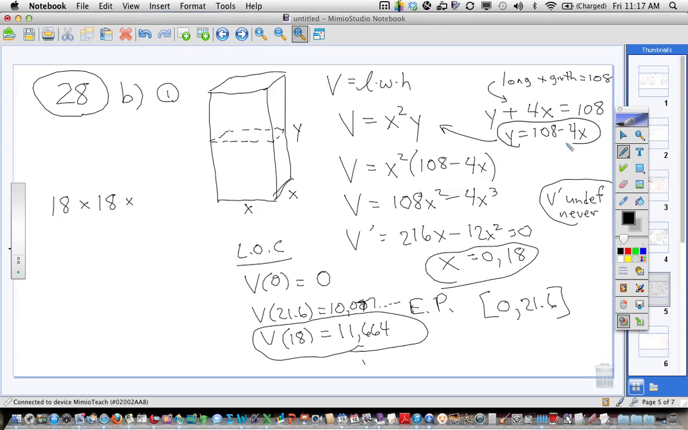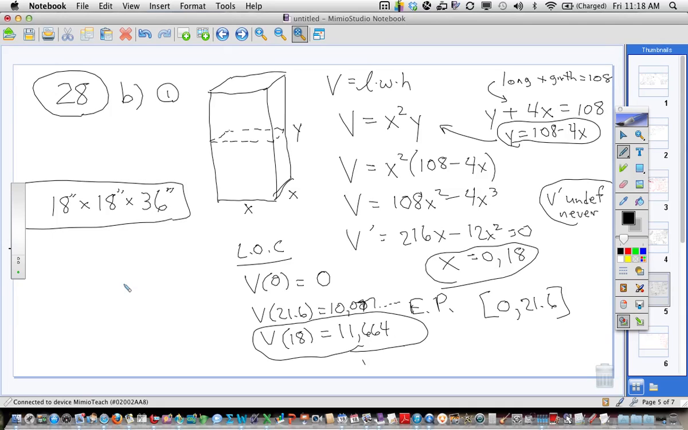Then you come back to this equation right here, right? So 108 minus, what's 4 times 18? 72. So 108 minus 72, 36. So 18, and what would that have been? Was that inches? So 18 by 18 by 36 inches would be the size that would give us the largest volume. Okay?